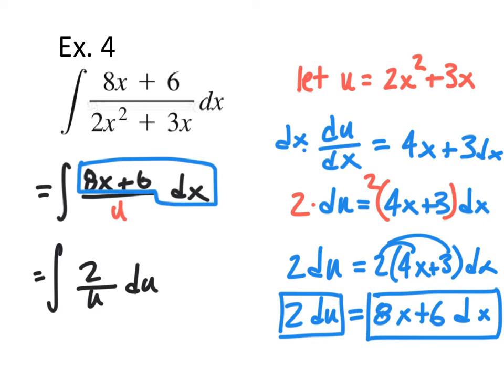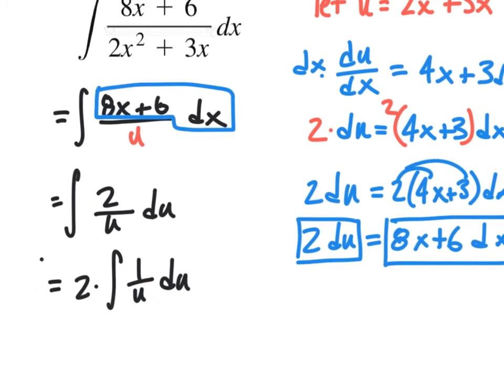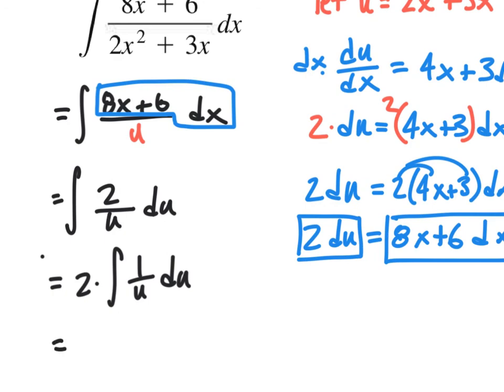Okay? Now, again, this is kind of a little bit tricky to look at, but what I want to do is pull that 2 out front. So I get 2 times the integral of 1 over u du. Now, this is something I can take the antiderivative of. I have a rule for this. Okay, so what I want to do here is I'm going to take 2 times the natural log of the absolute value of u plus c. Okay? The antiderivative of 1 over u is the natural log of the absolute value of u plus c.